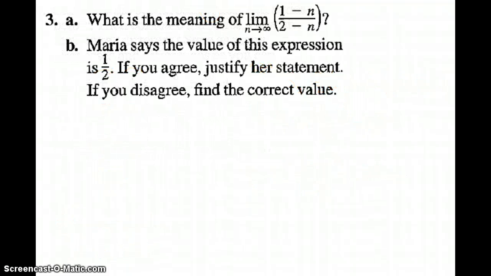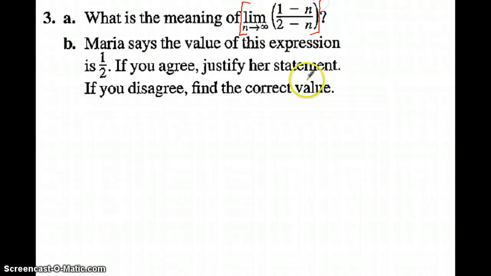Alright, number 3. What is the meaning of all this notation? The limit as n goes, well, I'll just read it to you. The limit as n goes to infinity of 1 minus n over 2 minus n. When they're not doing a summation here, they're not talking about a series, they're just talking about what happens to this term, this 1 minus n over 2 minus n as n goes to infinity. What happens to each separate instance of this, as we have 1 minus a zillion over 2 minus a zillion?